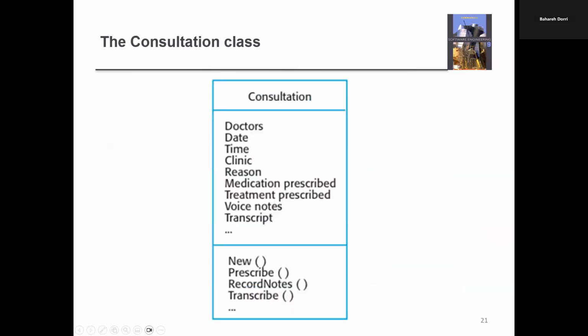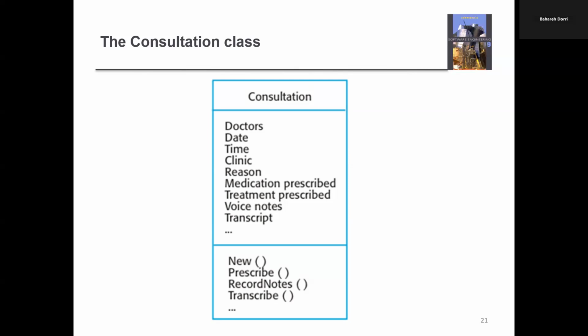This is a class diagram for the consultation class, and it's a great example of how we represent both data and behavior in an object-oriented model. This class is divided into two sections. The top section lists the attributes. These are the pieces of data that each consultation object will store.